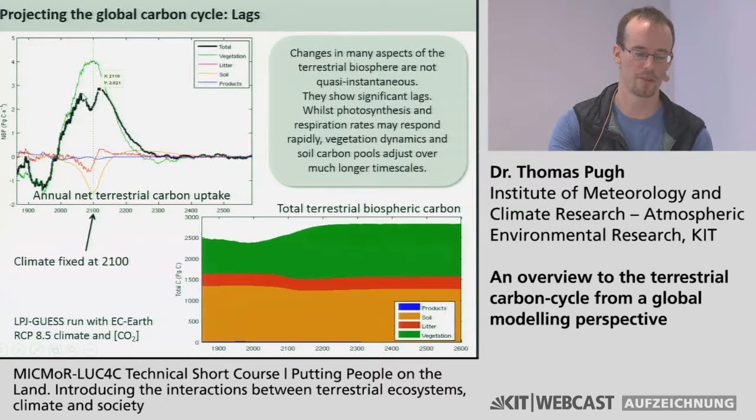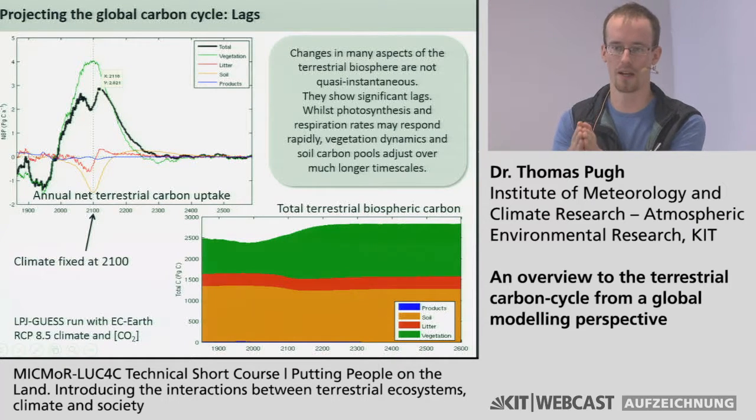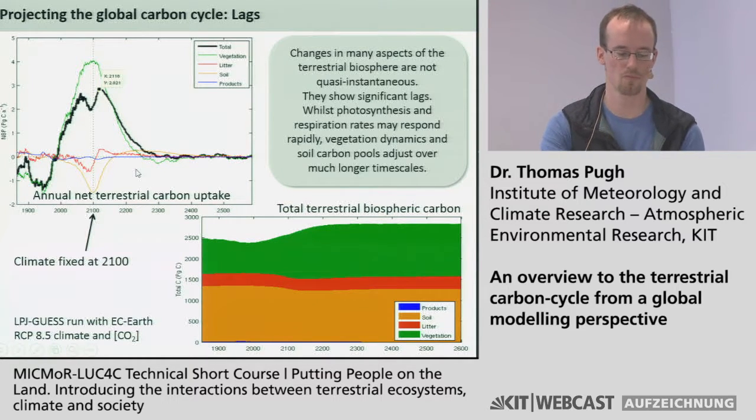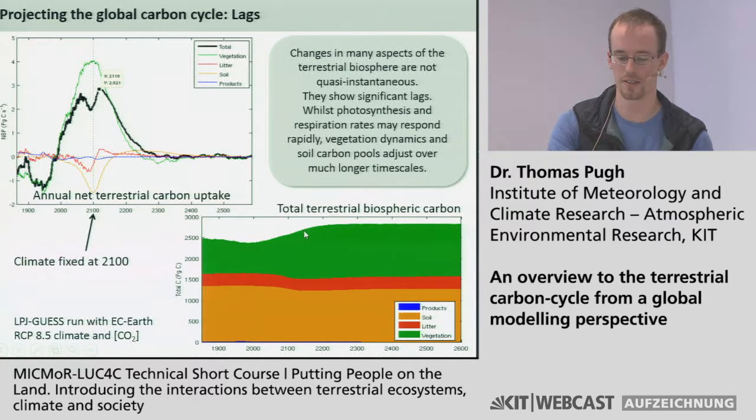So these are some simulations we ran where we ran the model LPJ-GUESS with an RCP 8.5 climate change up to 2100, and then at 2100 we fixed the climate, and we waited to see how long it would take for the biosphere to come back into equilibrium and what effect that would have. So you see the time for the biosphere, in terms of the net biospheric productivity, to come back into equilibrium with the climate is about 200 years after we fixed forcing. And in this time we have a large increase in our vegetation carbon stock and quite a substantial decrease in our soil carbon stock.